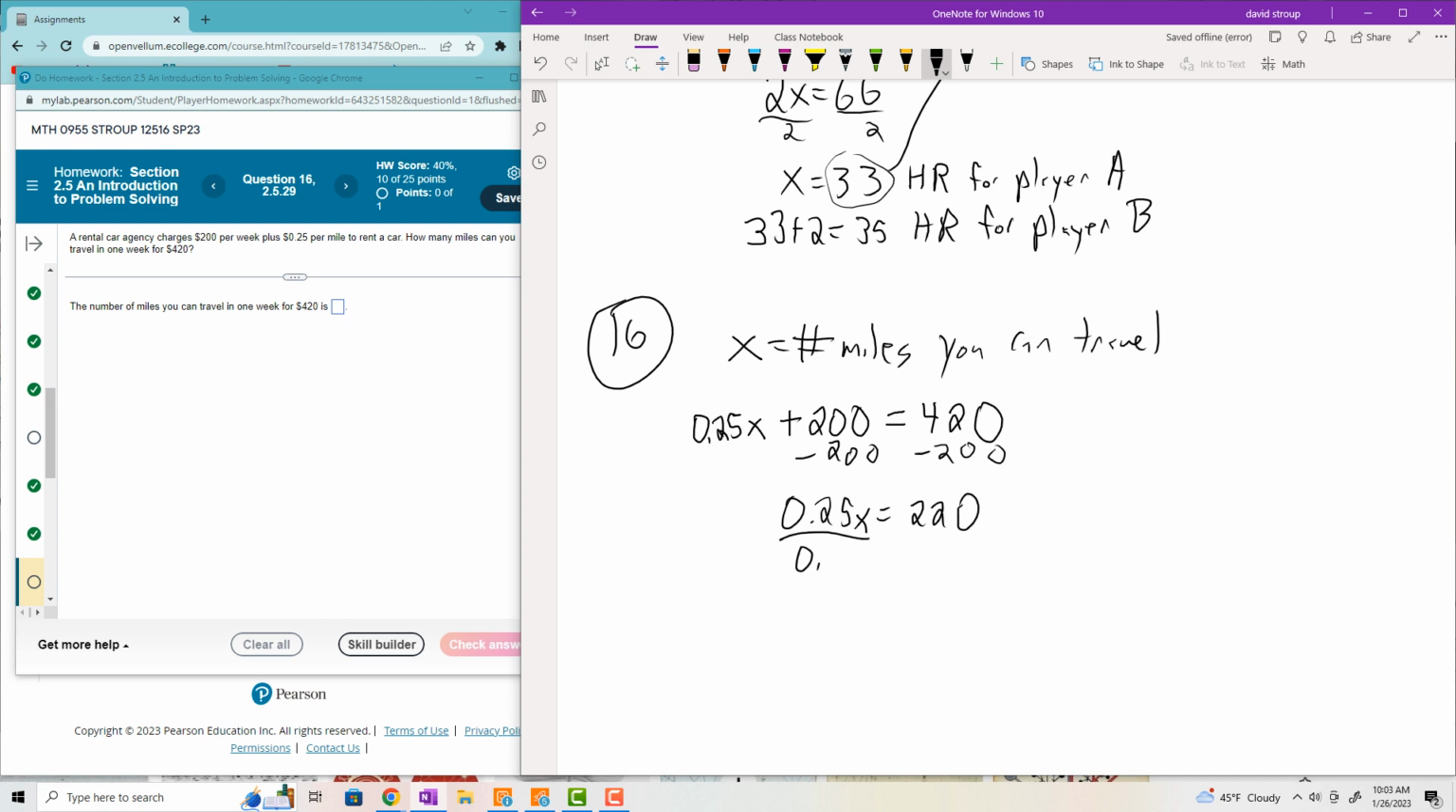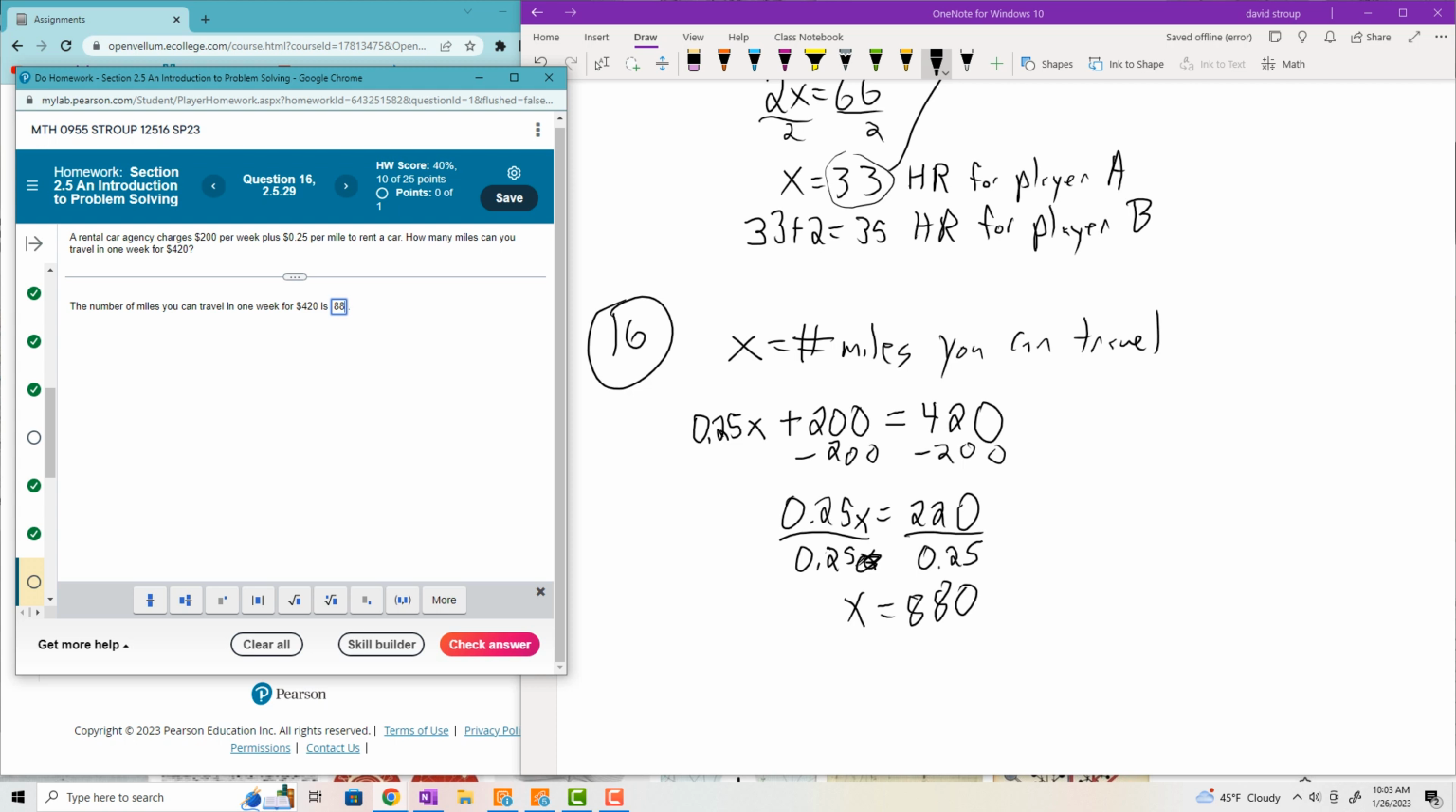Divide both sides by this. Oops, not the x part, just the 25. And I believe x would be 880. Just a quarter is 1/4, so you multiply by the reciprocal. 4 times 220 is 880. 880 miles.